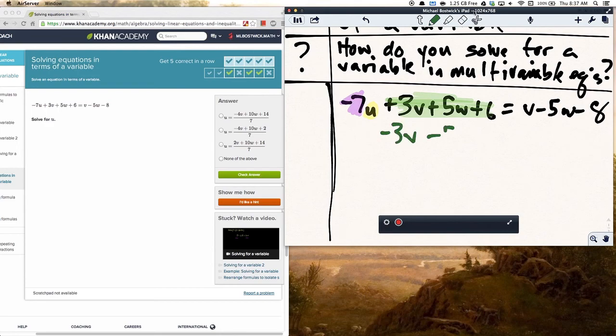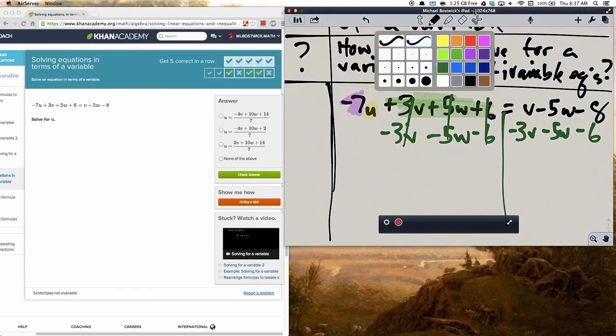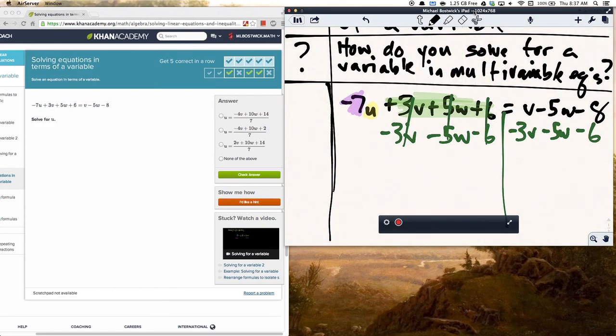And I can do it all in one step, so long as I do the same thing to the like terms on the other side. So I did minus 3v because it was adding 3v. I did minus 5w because it was adding 5w. I did minus 6 because it was adding 6. And of course, there's going to be some problems where you have to add in order to undo subtraction. I did the exact same thing on the other side to the like terms. These guys are going to cancel out. And so I will get v minus 3v is negative 2v. Minus 5w is minus 10w. Negative 8 minus 6 is minus 14.